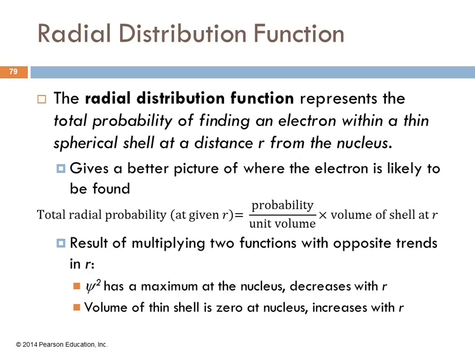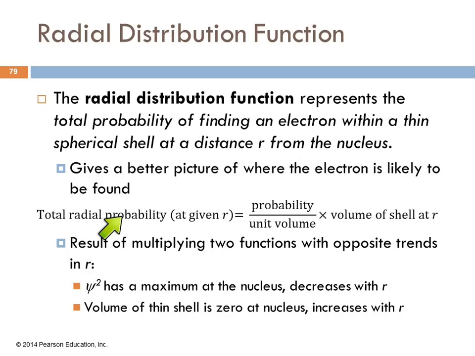So we get into the radial distribution function. The radial distribution function represents the total probability of finding an electron within a thin spherical shell at a distance r from the nucleus. You can think of this as getting more calculus-like, where we take infinitely small slivers of space. Think of an onion and going out through successive layers: what's the probability of the electron being found in this piece of onion skin, or the next one, or the next one? This gives us a better picture of where the electron is likely to be found.